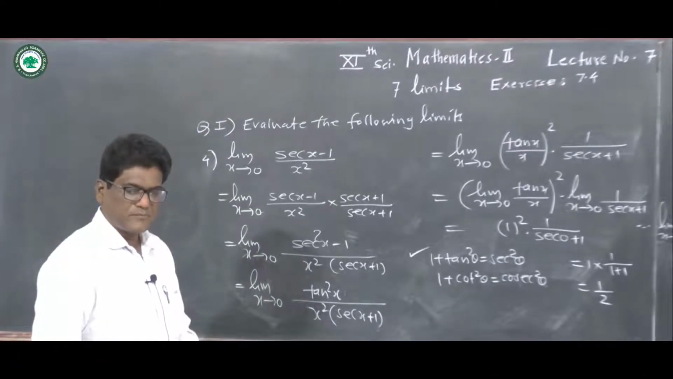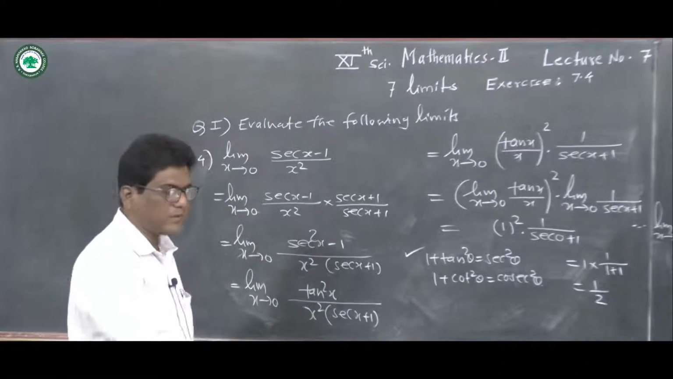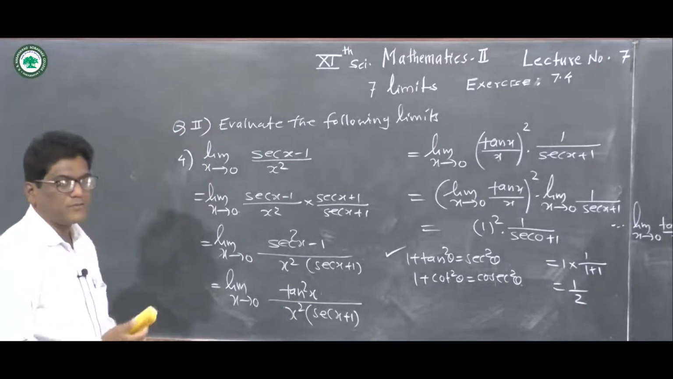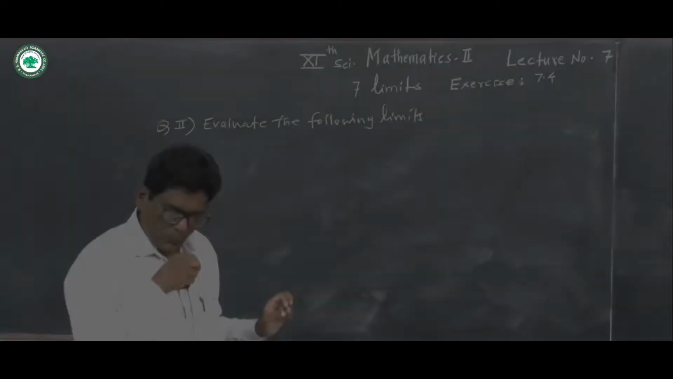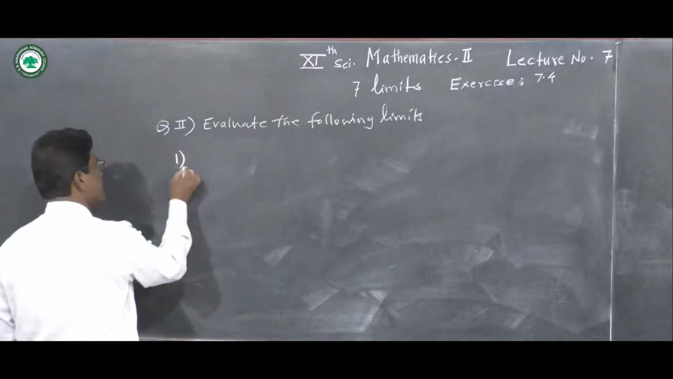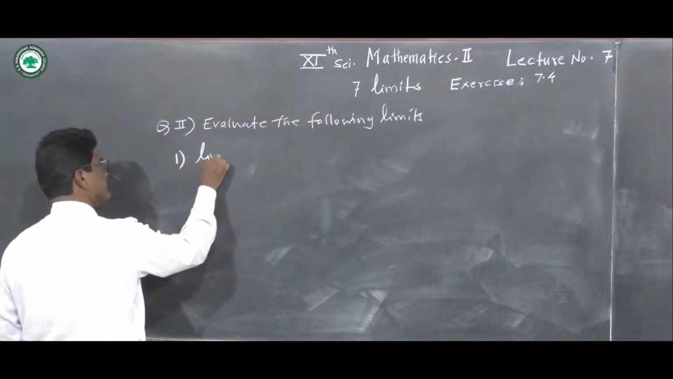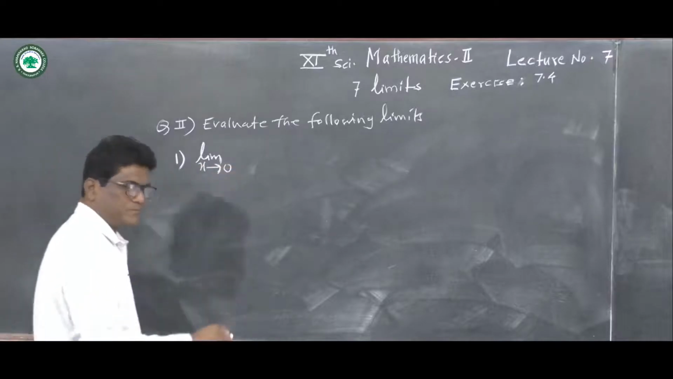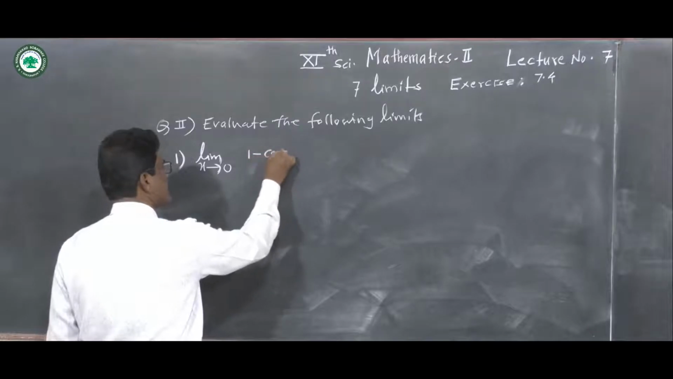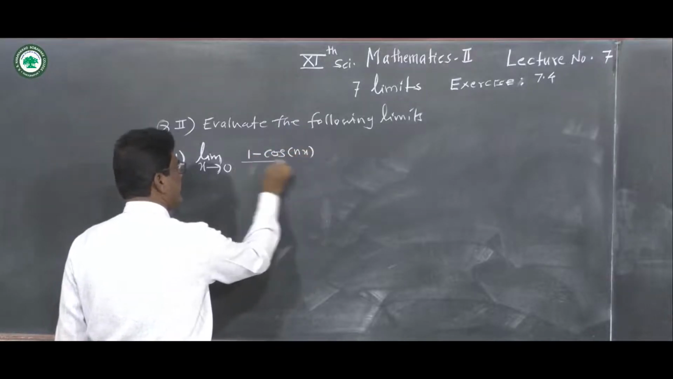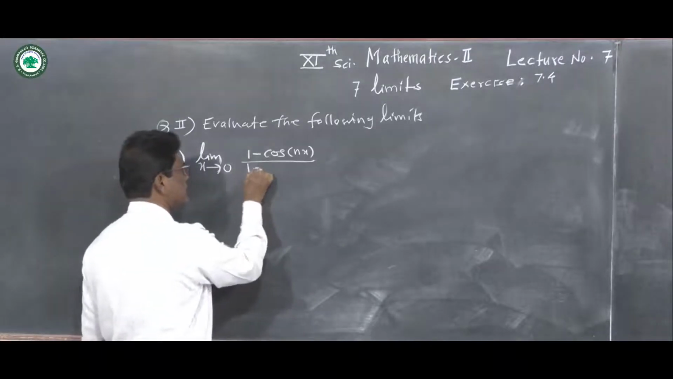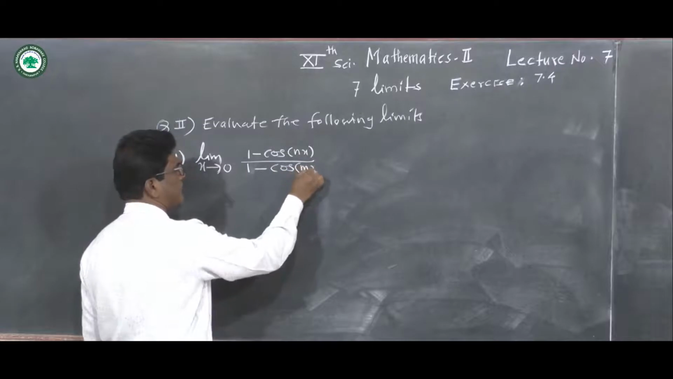Now we start here. Question number 2, evaluate the following limits. First problem here: limit x tends to 0 of (1 minus cos nx) divided by (1 minus cos mx).